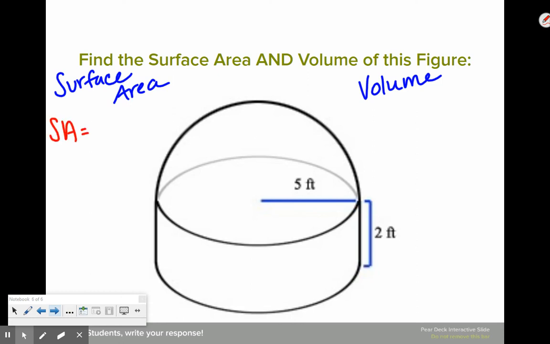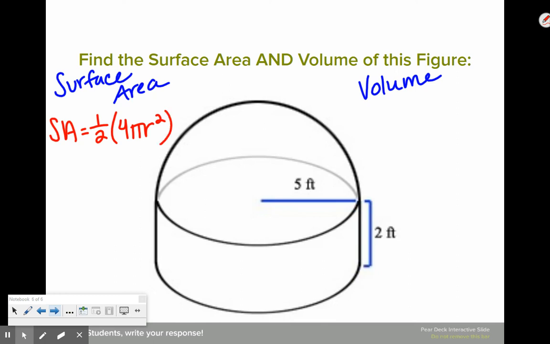So here, I notice I have a hemisphere and I have a cylinder. Very similar to the last one, but I just don't have that extra hemisphere on the bottom. So that is going to change things a little bit. Thinking of the surface area of the hemisphere, I want to take half of my 4 pi r squared.